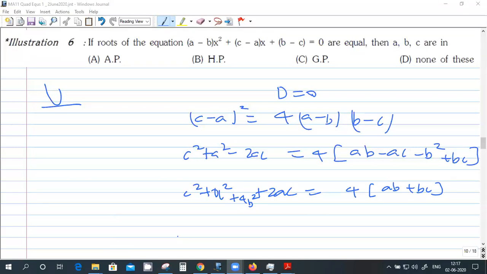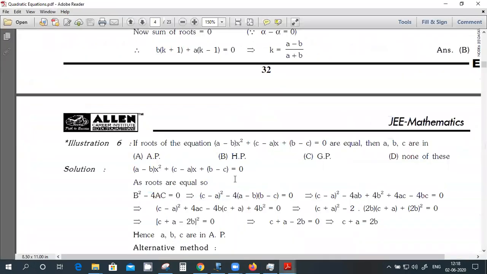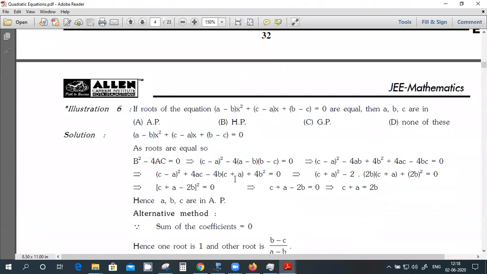So if a, b, c are in AP, then what is the relation between a, b, c? 2B equal to A plus C, right? Yeah.